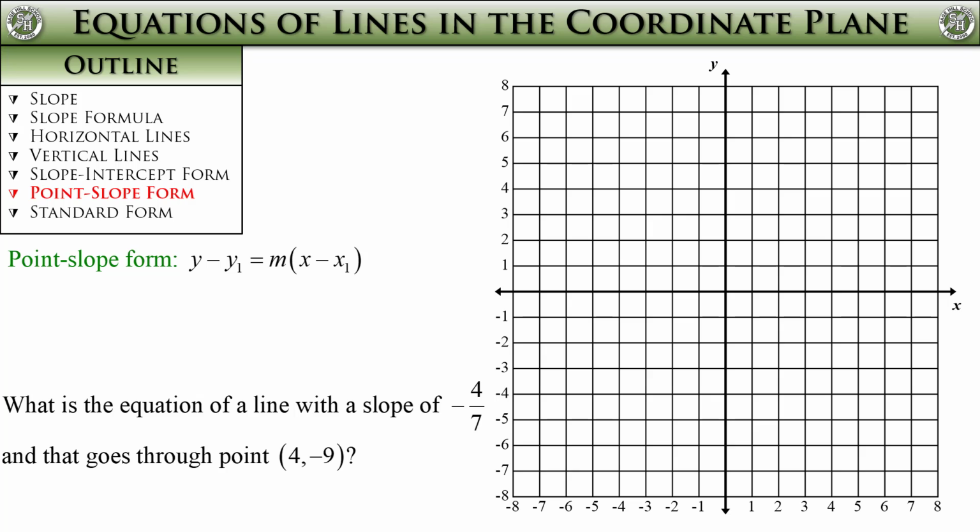Let's say we need the equation of a line with a slope of negative 4/7, which goes through point 4, negative 9. Since we were given the slope and the point, it's the perfect time to use point-slope form. The slope simply replaces the m in the formula.